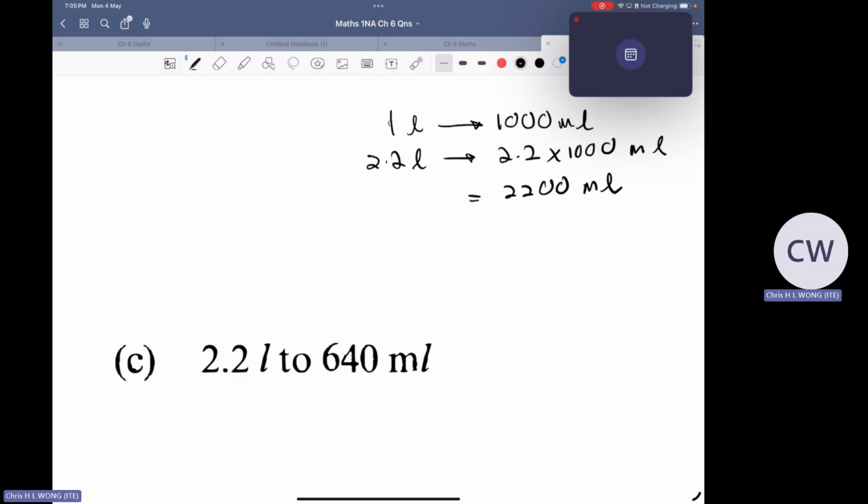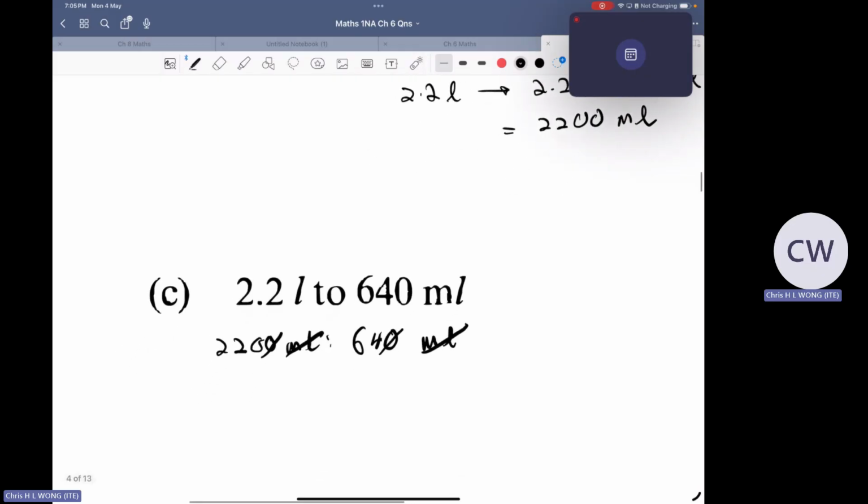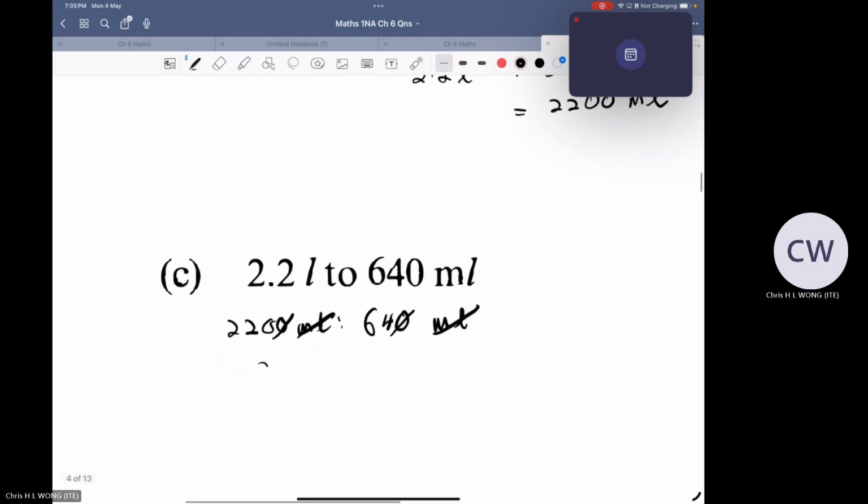So I put it, 2200 milliliter is to 640 milliliter. The ml cancel away. I can even cancel the 0 away, make it even smaller, easier to calculate. I will have 220 is to 64. Divide by 8, 2, 8, 16, 4, 5, 6. Divide by 2, make it easier. Start from 2. 110 is to 32.